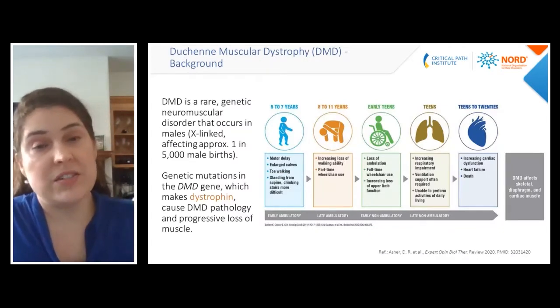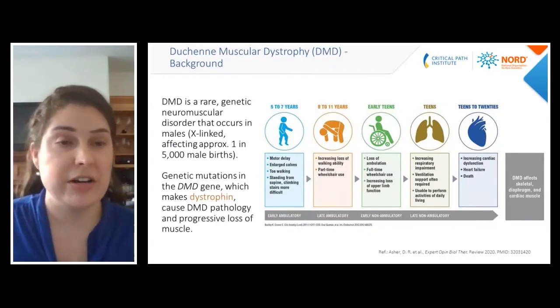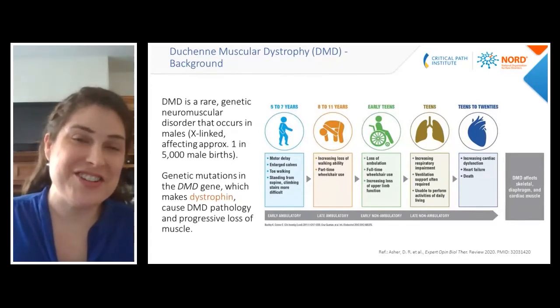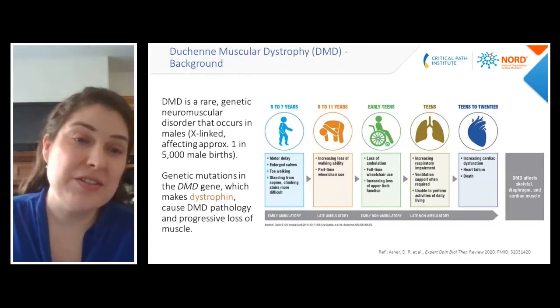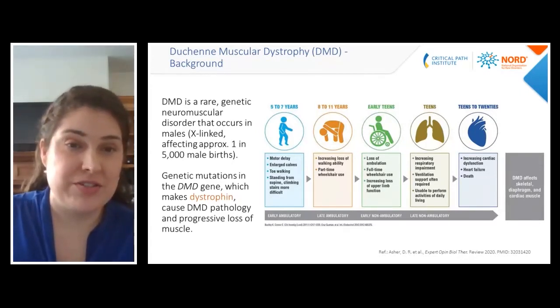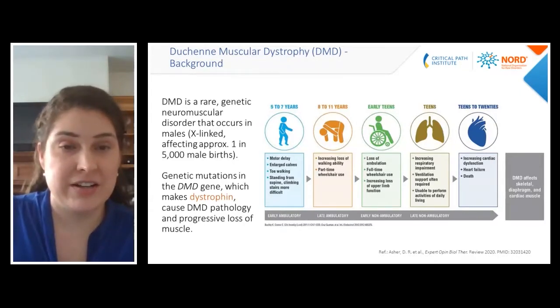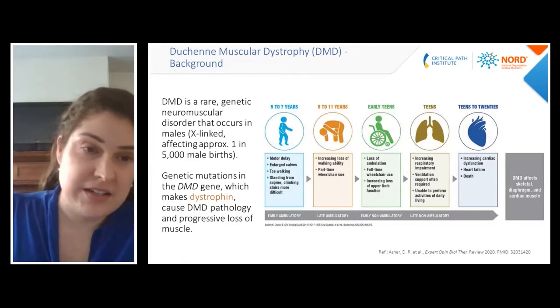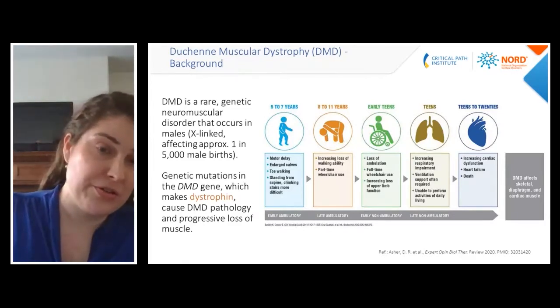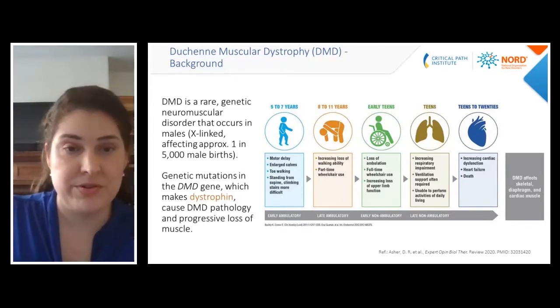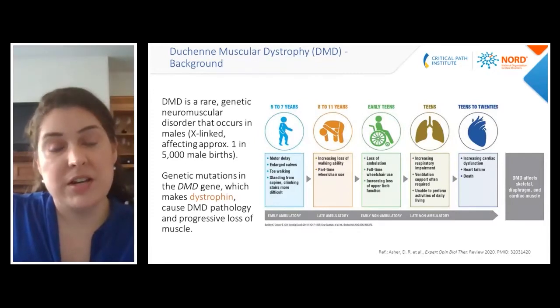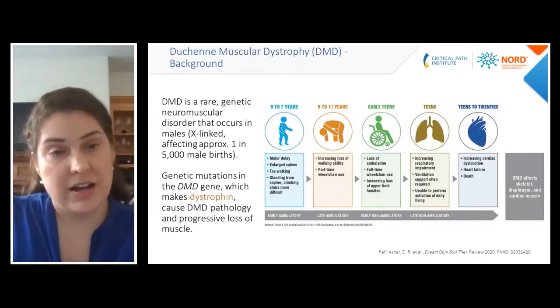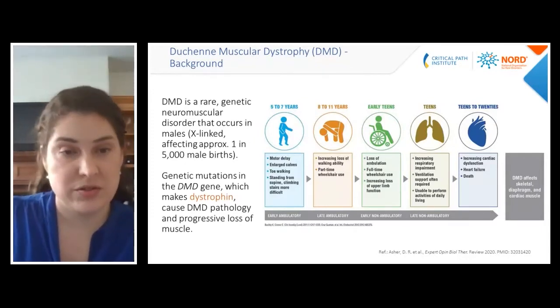So this is just a schematic to give a little bit more background. Again, I'm so thankful that Justin provided some really useful background on Duchenne muscular dystrophy. It is a rare genetic neuromuscular disorder that occurs in males. It is X-linked, affecting between 1 in 3,500 to 5,000 male births. The genetic mutation is in the DMD gene, and this gene produces the protein dystrophin.